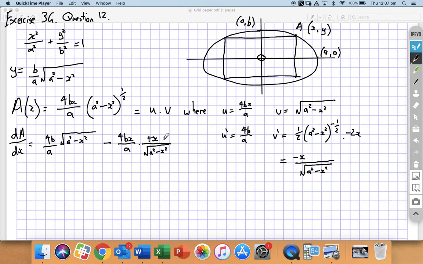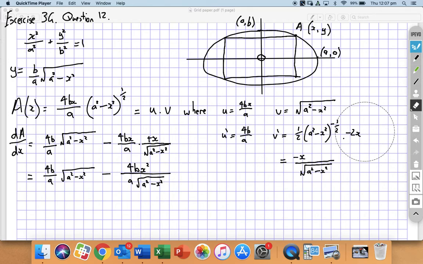All right, maybe write this again. 4b on a square root a squared minus x squared minus, what we got? 4b x squared on a square root a squared minus x squared.